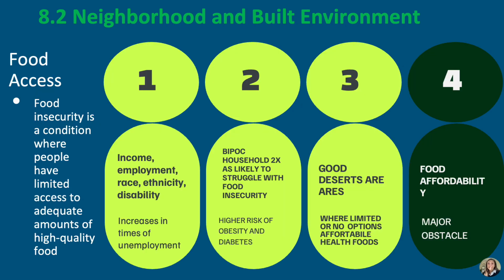Food insecurity is a condition where people have limited access to adequate amounts of high quality food. This is influenced by income, employment status, race, ethnicity, disability, and it increases during periods of unemployment. So in 2020, BIPOC households were more than twice as likely as the national average to struggle with food insecurity. People with disabilities have a higher rate of food insecurity.